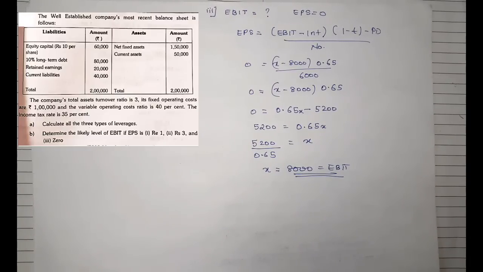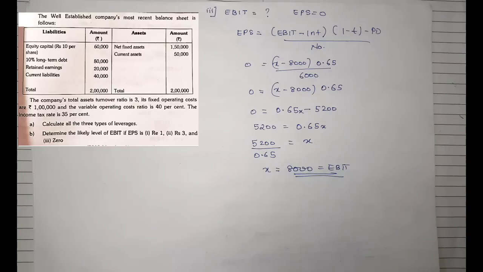With this the entire sum comes to an end, where in the first part they had asked us to find the leverage, and second they asked us to find various EBIT when various EPSs are given to us. I hope everyone has understood this part. It is a very important sum from the exam point of view. So this was the very first type of sum which we were supposed to do.